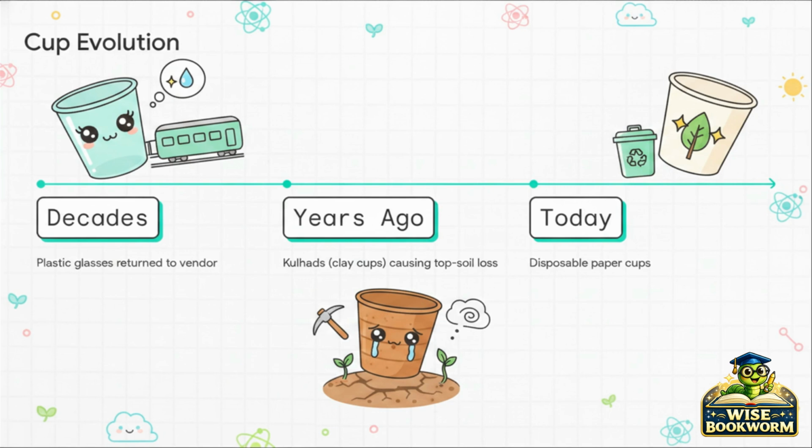So as an eco-friendly fix, they suggested culottes, which are disposable clay cups. Great idea, right? Well, a little bit of digging revealed a hidden cost. Making millions of clay cups would require mining an unbelievable amount of fertile topsoil, devastating local agriculture. Fast forward to today, and we've landed on disposable paper cups. It just goes to show every single solution requires us to carefully map out the secondary consequences.